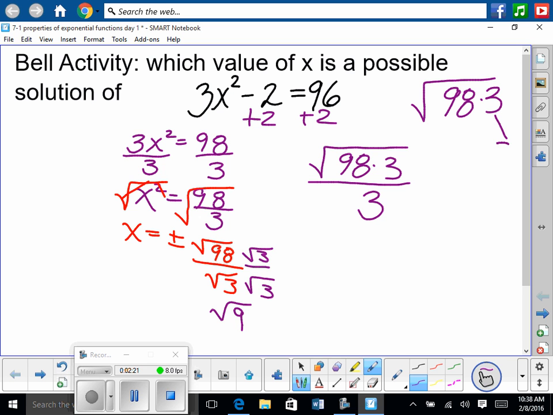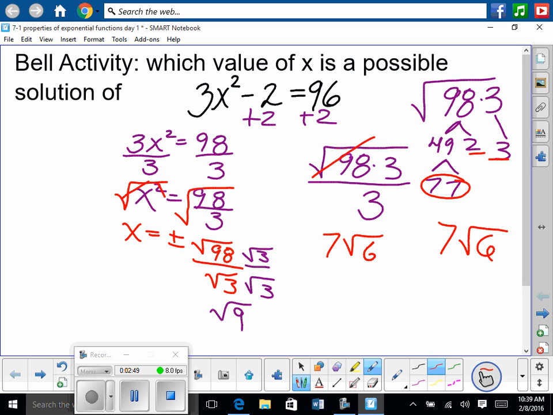So we have a 3. What's 98 break down into? 49 and 2, right? So it breaks down into 49 times 2, and then 49 breaks down into 7 times 7. Now, because it's a square root, we're pulling out groups of 2. There's two 7s, so a 7 can leave the house. Can the 2 or 3 leave? No. So we have 7 square roots of 6. So our top became 7 square roots of 6, and on bottom we have a 3, right? And then there's nothing we can do. And we just don't forget the plus and minus.